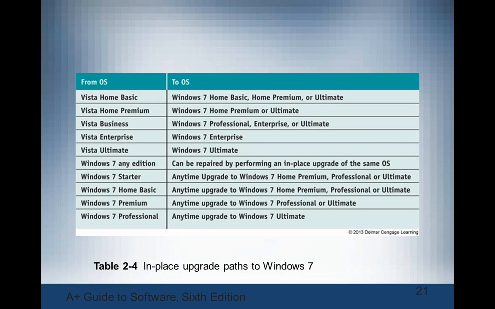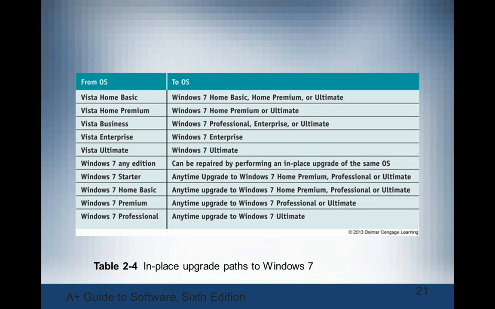These are the upgrade paths. I don't know that A+ will ask these. If you take a Microsoft test, they love to ask these. And basically what we're talking about, Vista Home Basic can go to Windows 7 Home Basic, or to Home Premium or Ultimate. What that says is that you can go from the basic version to the basic version or one above it.